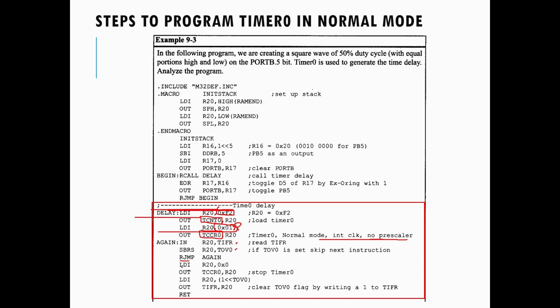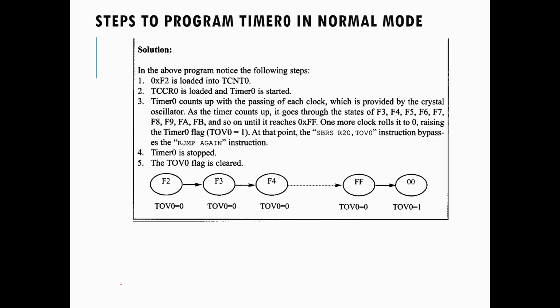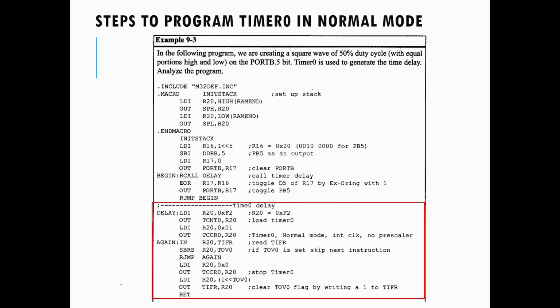Then it loads TCCR0 with OUT R20, so it loads TCCR0 with 00. It wants to stop the timer. So that is it. This is the step, and once it is written in code, it is like this. This is using assembly code.